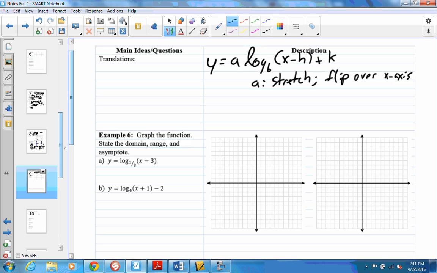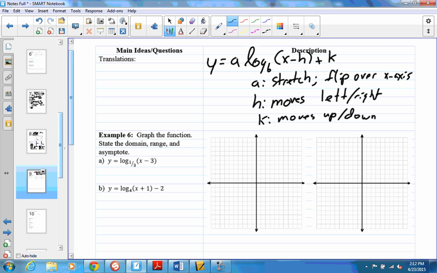When I'm sketching, it's going to be hard without points when I'm asking you to sketch to get an exact curve going, but you can show me where the asymptote is, right? And you can show me that I'm flipped over the x-axis. So A will stretch and flip me. H moves horizontally still, so left and right. And K moves up or down.